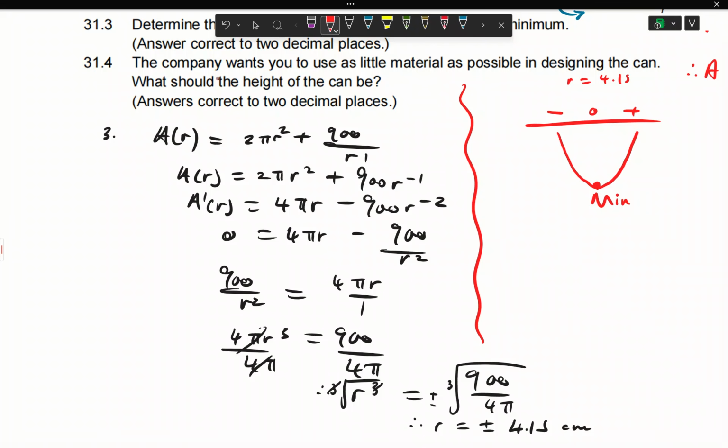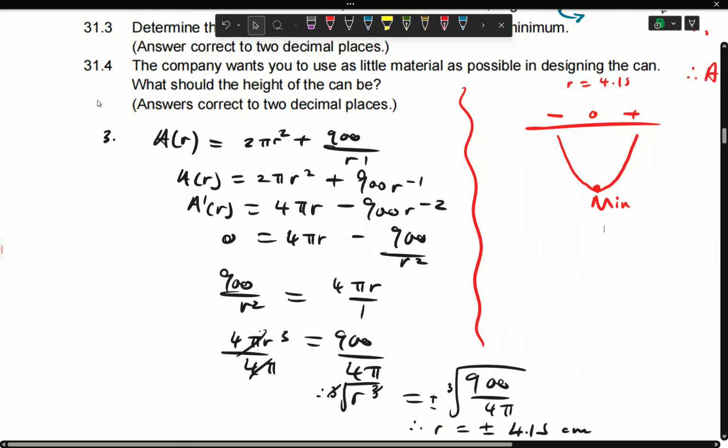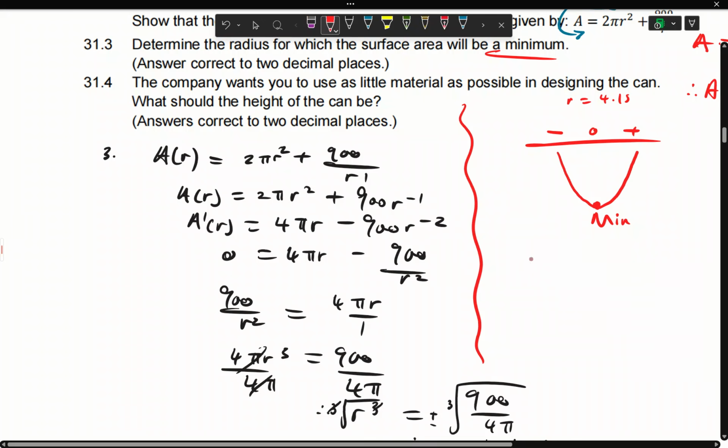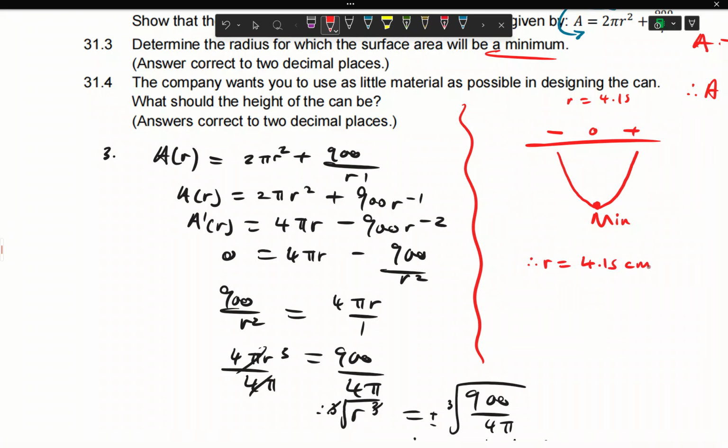So the question was what? Let me go there. Determine the radius for which the surface area will be minimum. So therefore, r is simply 4.15. You don't need to test the other one, since this gave you the minimum. So therefore, r equals 4.15 centimeters. So the surface area will be minimum at r equals 4.15. You can conclude like that, guys.